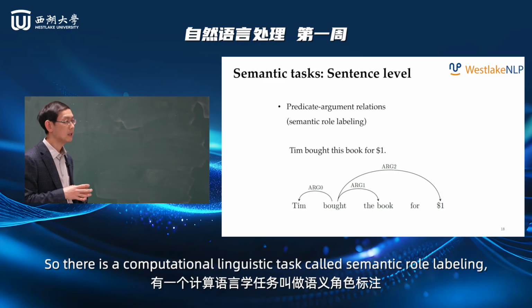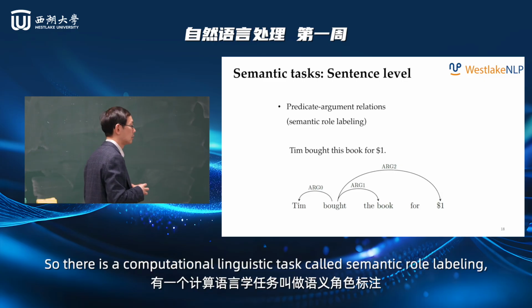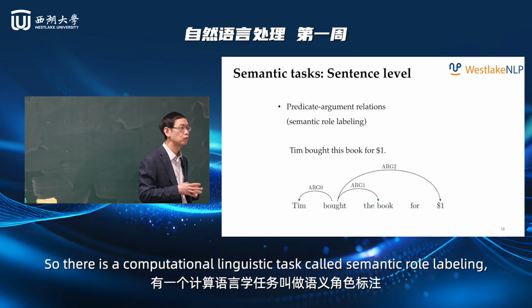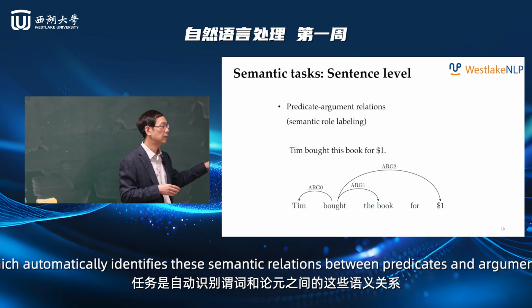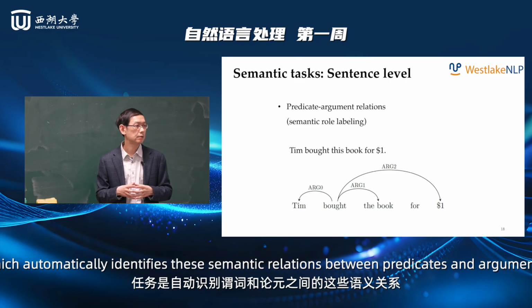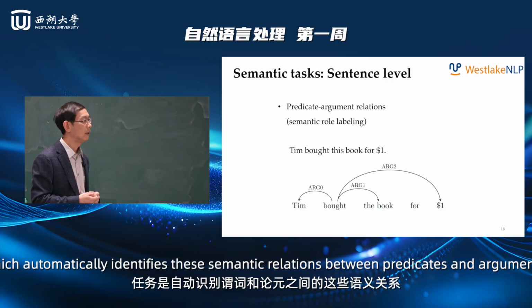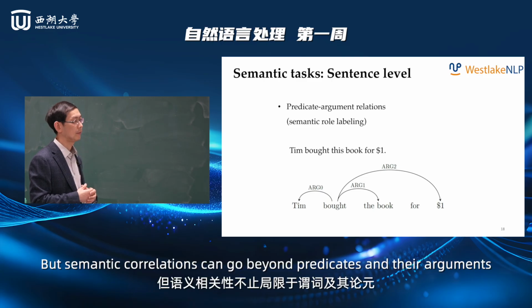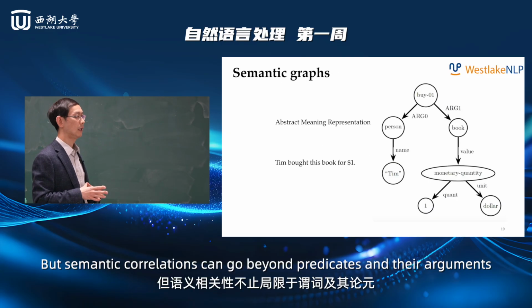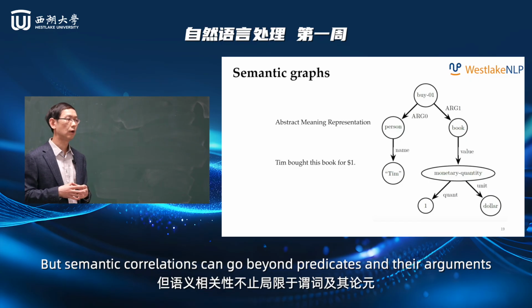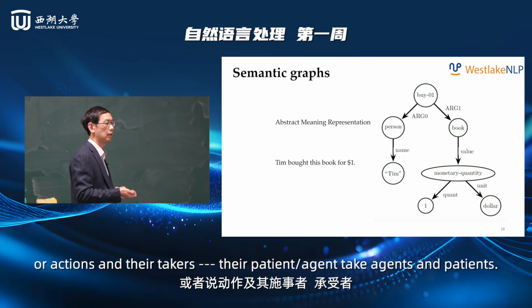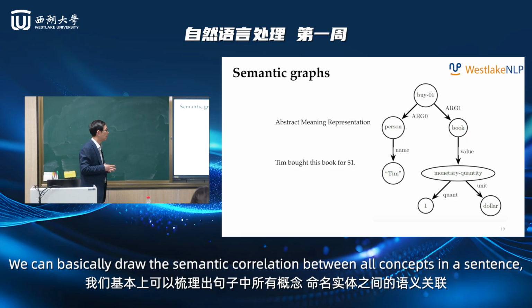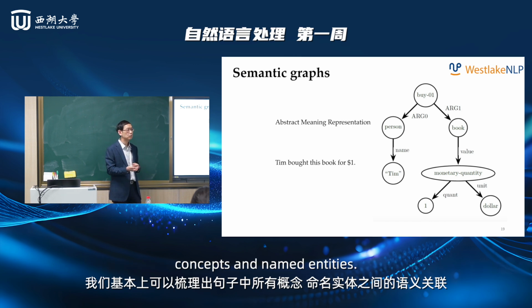Okay, so there is a computational linguistics task called semantic role labeling, which automatically identifies these semantic relations between predicates and arguments. All right, but semantic correlations can go beyond predicates and their arguments, or actions and their takers, agents and patients. We can basically draw the semantic correlation between all concepts in a sentence, concepts and named entities.